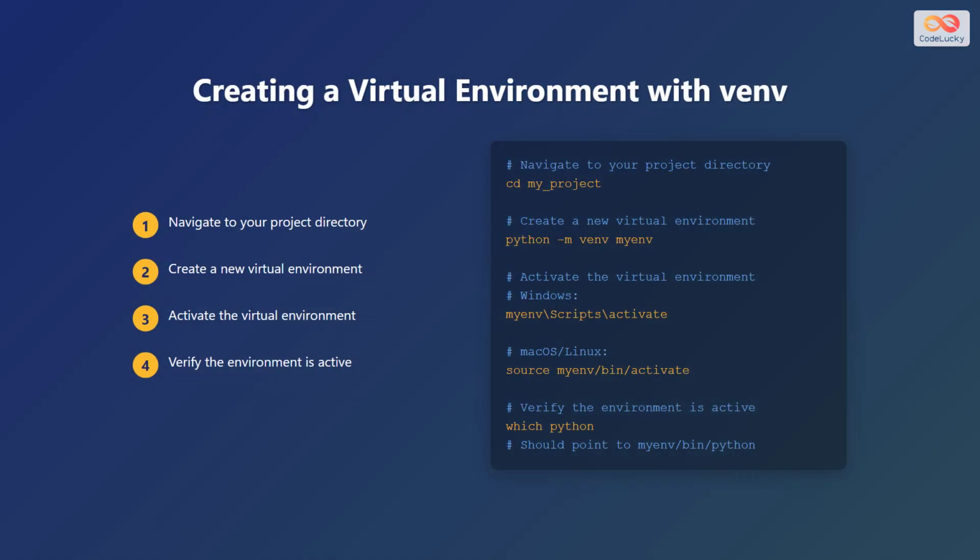Let's see how to create a virtual environment with venv. First, navigate to your project directory. Then, create a new virtual environment using the command python -m venv venv. To activate the virtual environment on Windows, use the command venv/scripts/activate. On macOS or Linux, use the command source venv/bin/activate. Finally, verify that the environment is active by running which python, which should point to venv/bin/python.